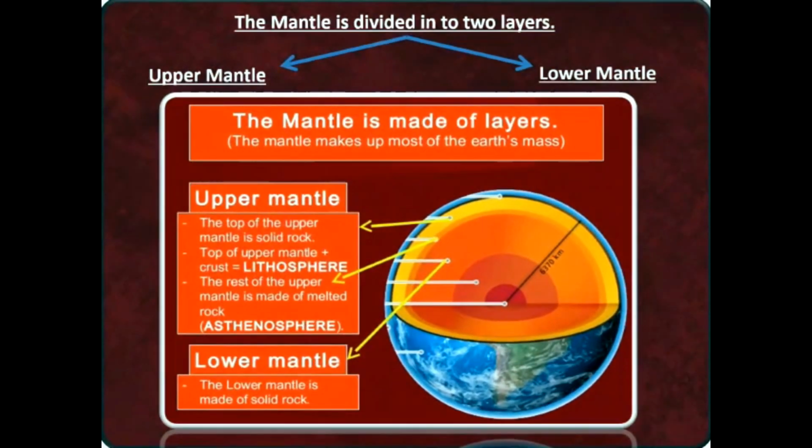Students, as we know, our mantle is divided into two layers, as you can see in the photograph, that is the upper mantle and the lower mantle. The top of the upper mantle is solid rock, that is lithosphere. The rest of the upper mantle is made up of melted rock. The lower mantle is made up of solid rock. Now, we will see the upper mantle and the lower mantle in detail.